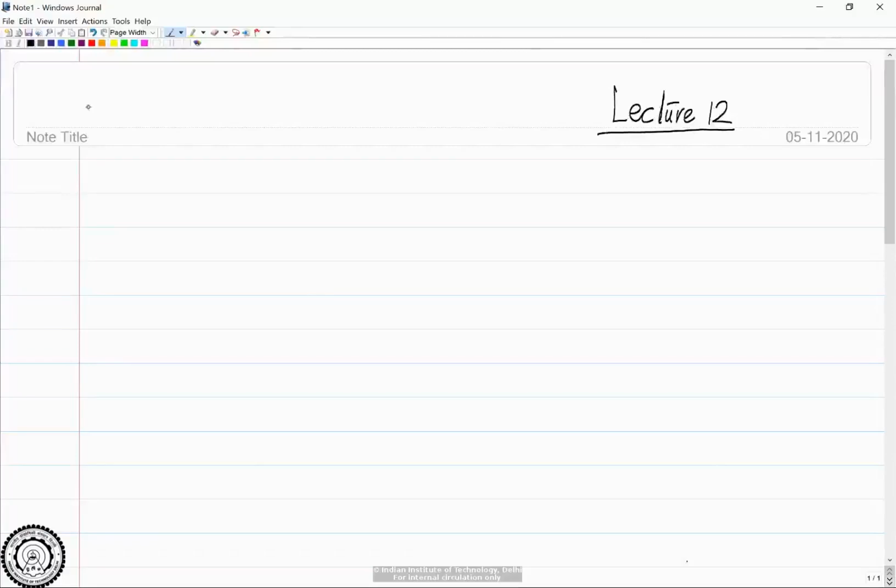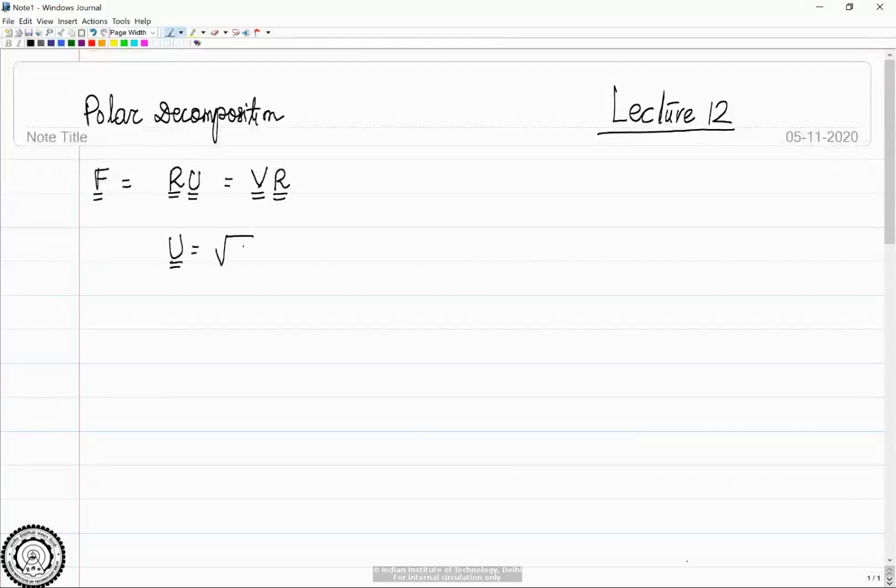So in the last class, we were doing polar decomposition. And you saw that the deformation gradient tensor F could be written as either big R into U or as big V into R. And U is the square root of C, which is the square root of F transpose F.